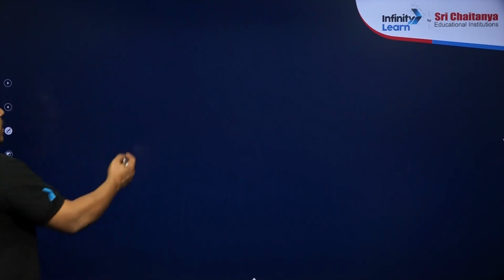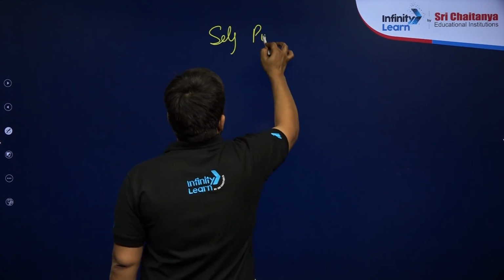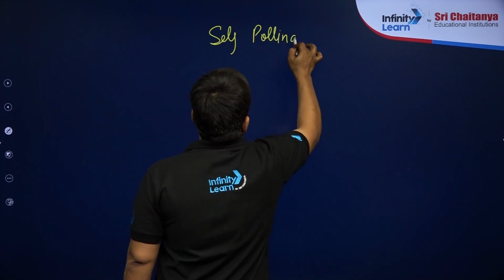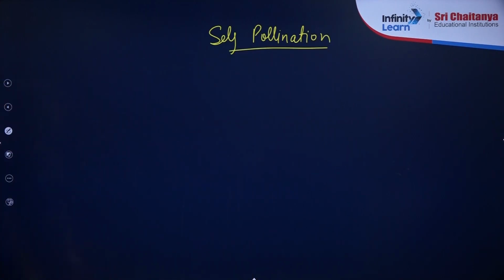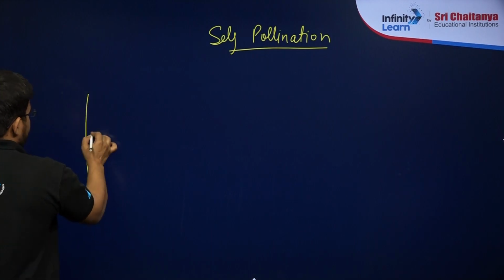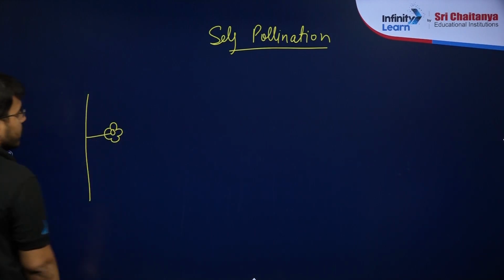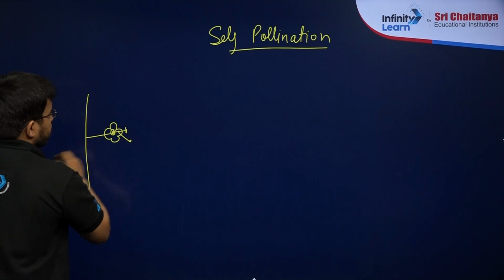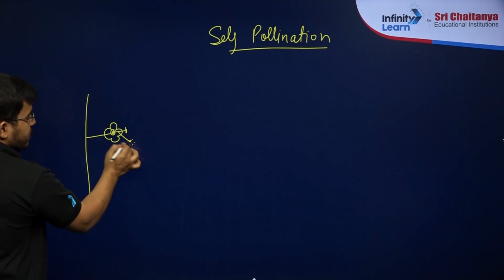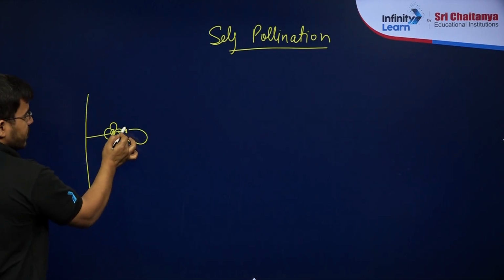So students, if we talk about self-pollination, here we have this plant, and this plant has its particular flower. And our anther and stigma are both of the same flower. So the pollen grains will be released by the anther, and they travel to the stigma of the same flower.